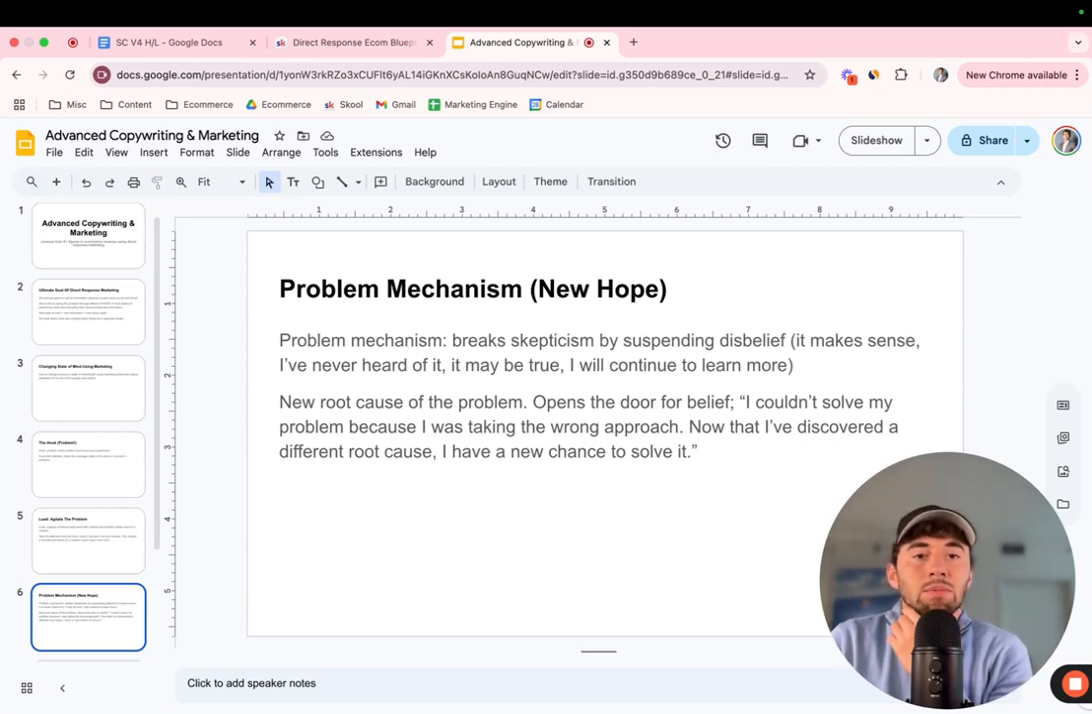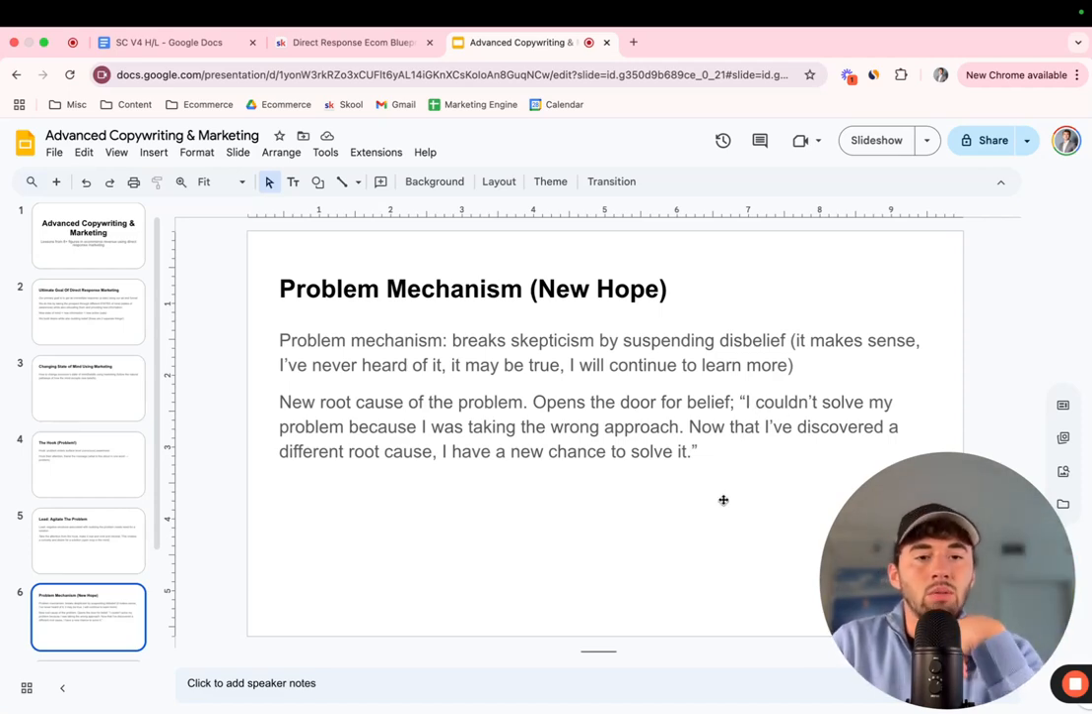And this breaks their skepticism and it suspends disbelief. And the way that it does that is because they've never heard it before. So when we get that new information, it creates a new possibility, because this is kind of what goes on in the mind, the subconscious mind.